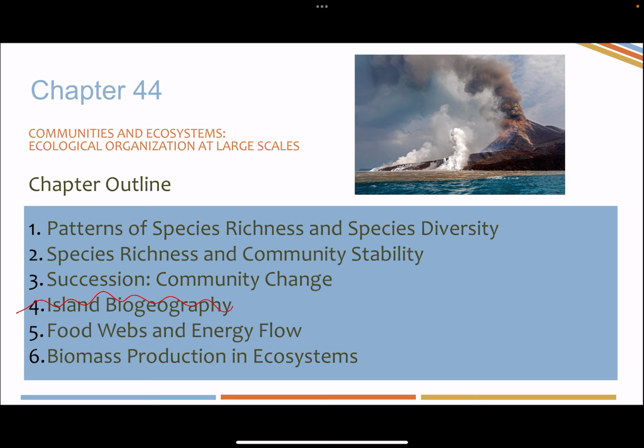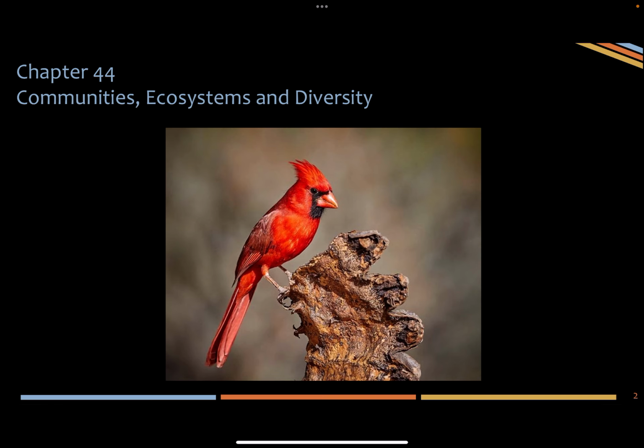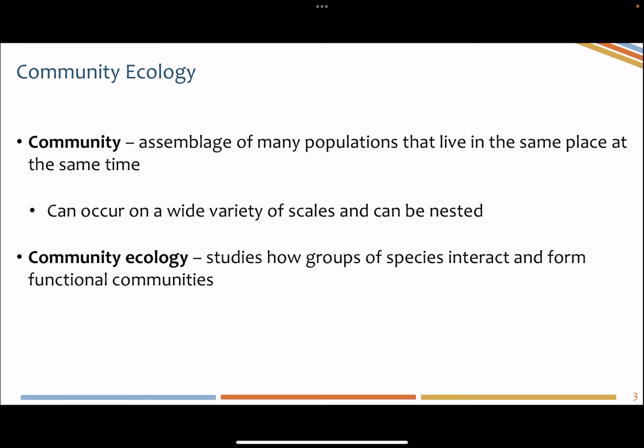Then after that, we will shift more towards ecosystems, where we will talk mostly about energy and how energy is transferred within an ecosystem. So we'll talk about initially communities, ecosystem, and diversity within those communities.